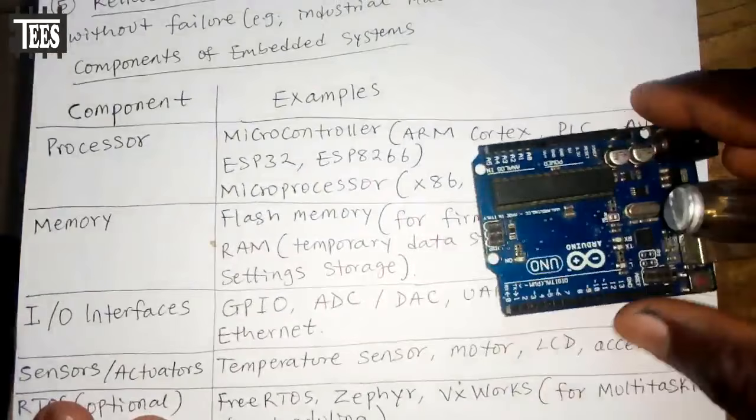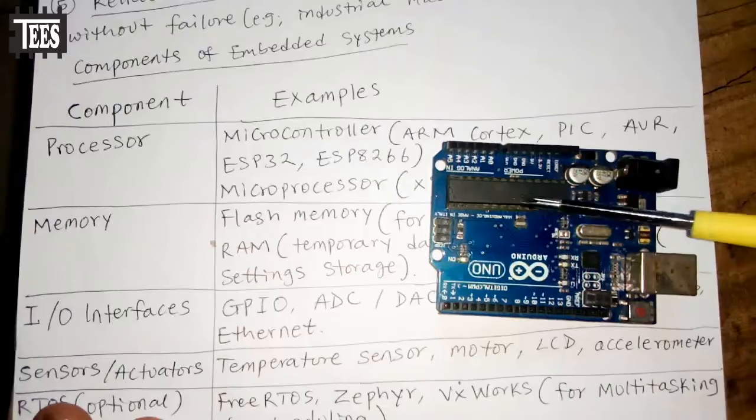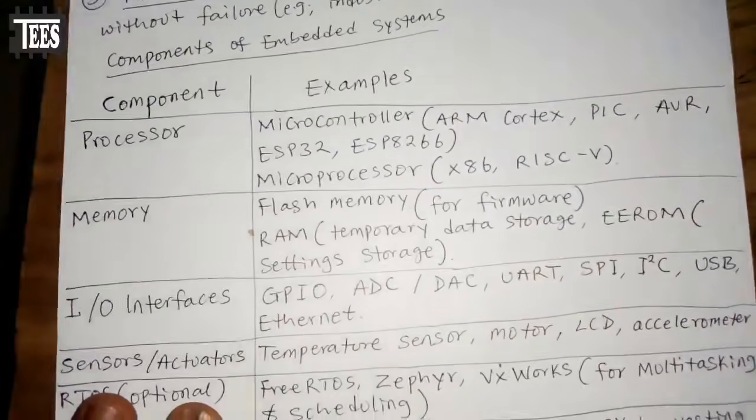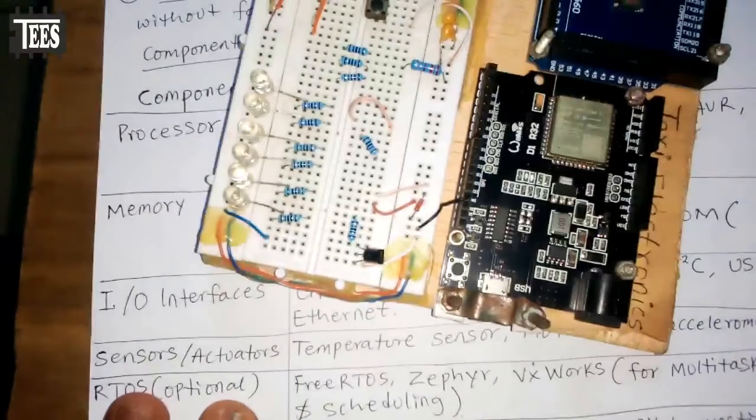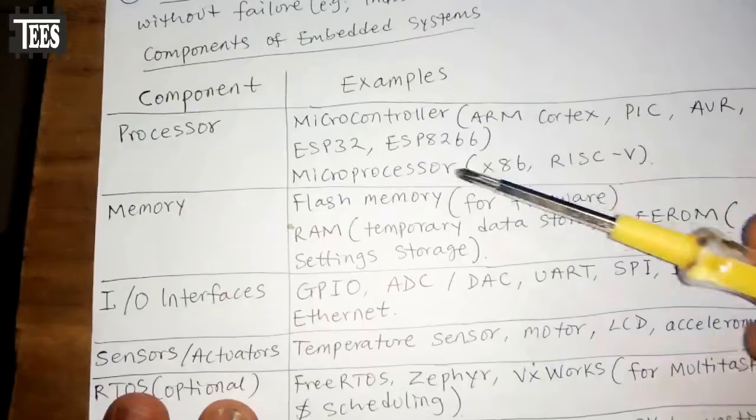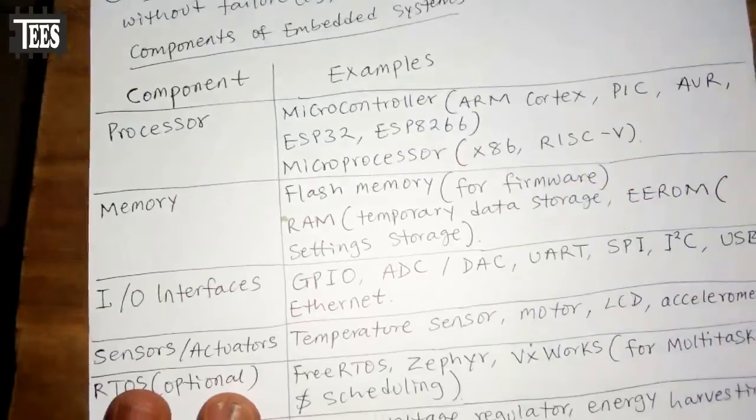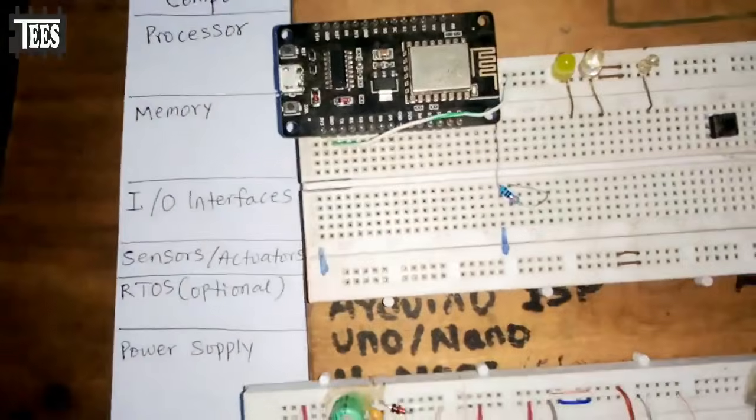Here, this is an AVR microcontroller, the ATmega328. Then we have the ESP32. Here I have an ESP32. Then we have the ESP8266. Here I'm having an ESP8266.